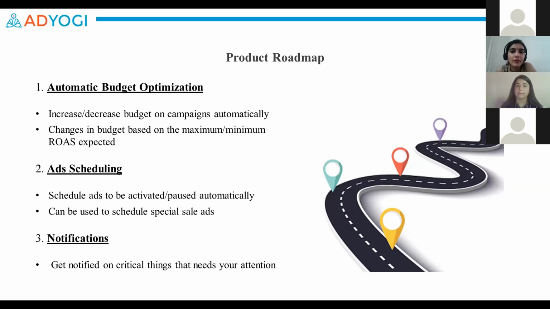For example, if your expected lower range of your ROAS is 2x and you don't want any campaigns to be spending budgets below the 2x level, what you can do is say that if my ROAS goes below 2x for a particular campaign, reduce the budgets by 20%. So that way you're not burning money on a non-performing campaign.